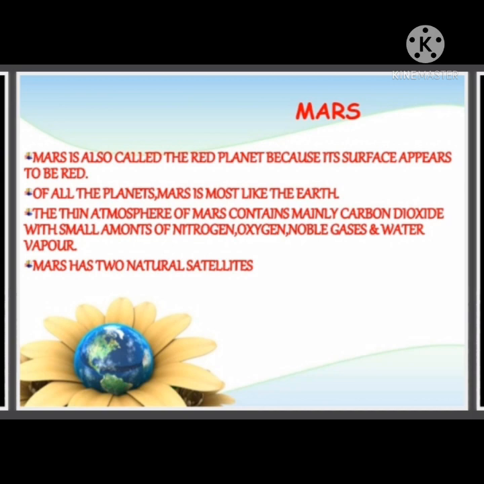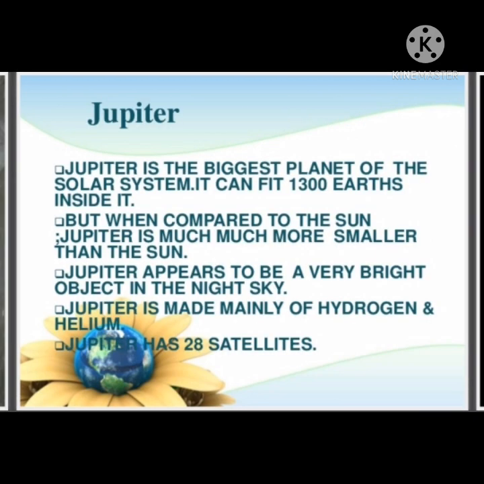Okay, next one, Jupiter. Jupiter is the biggest planet in the solar system. I have already said, in this diagram itself you can see Jupiter. It can fit 1300 Earths inside it. So 1300 Earths put together form one Jupiter. But when compared to the Sun, Jupiter is much smaller than the Sun.